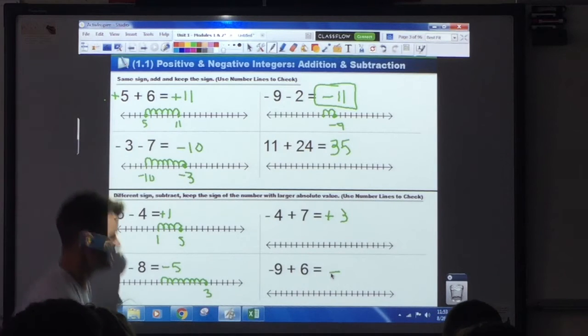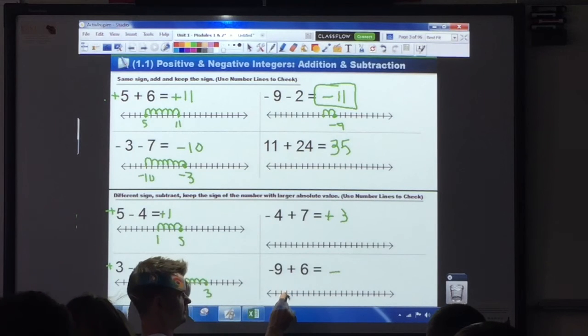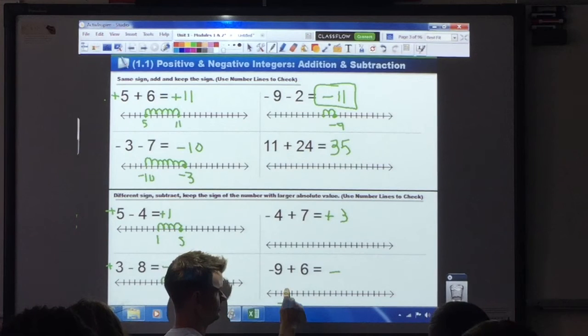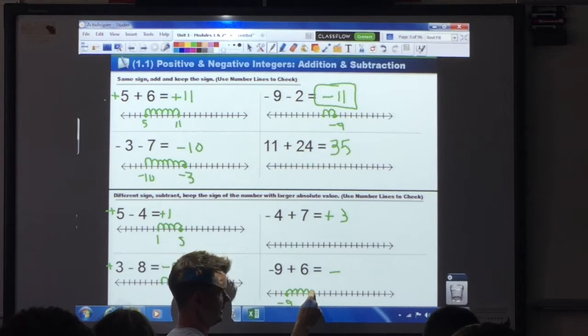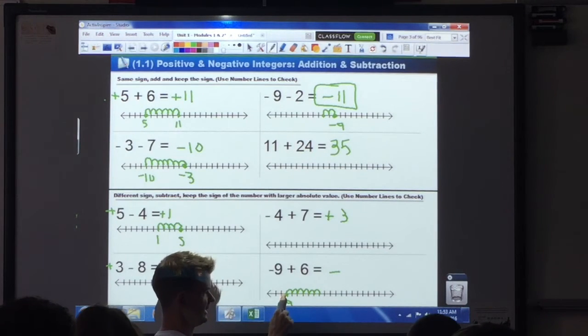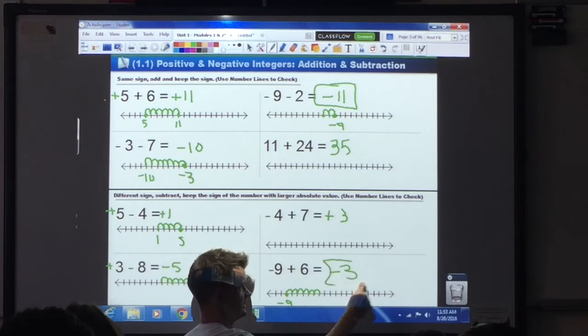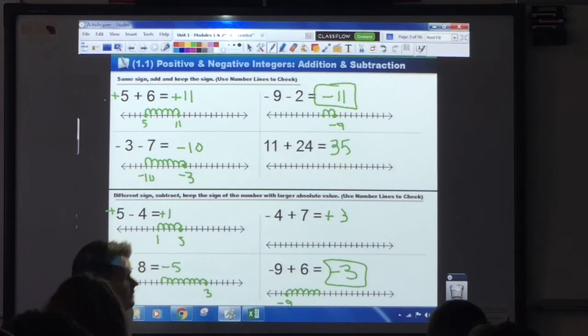If the number line helps, do the number line. So we start here at negative 9, and then Lexi, which way are you gonna move? To the right. How many spots? 6. 1, 2, 3, 4, 5, 6. We go in and we check negative 9, negative 8, negative 7, negative 6, negative 5, negative 4, negative 3. That makes sense. My answer has to be negative. That is a negative 3.